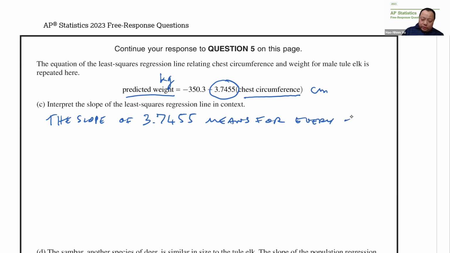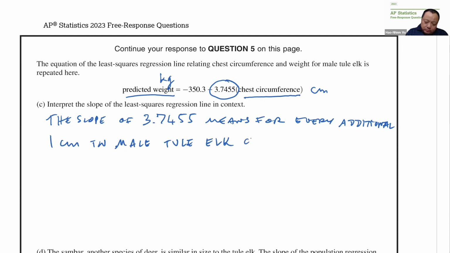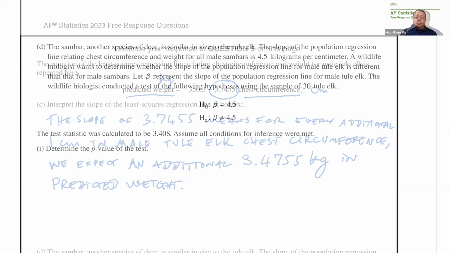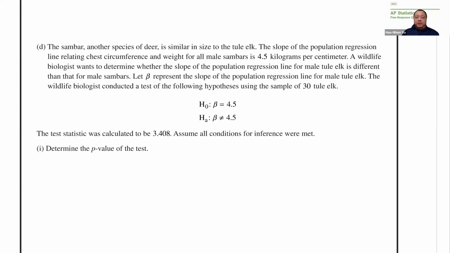For every additional centimeter in male tule elk chest circumference, we expect an additional 3.4755 kilograms in predicted weight. Part D: the sambar, another species of deer, is similar in size to the tule elk.